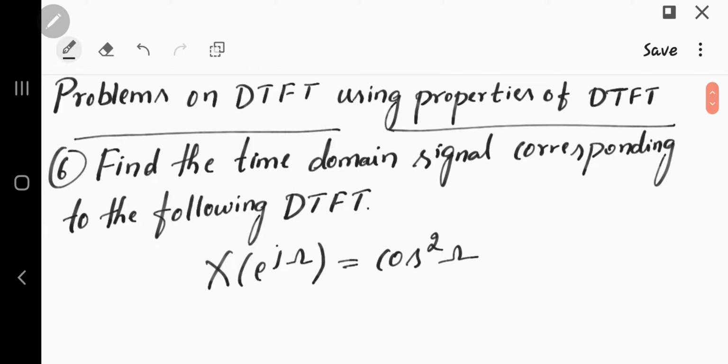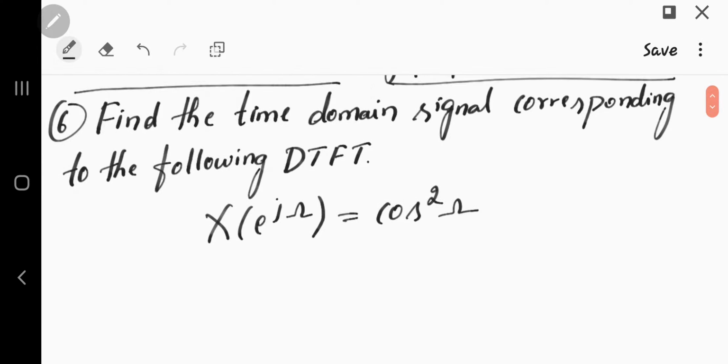Now how to apply the properties? So for that we need to make some small modifications in the given signal. Now what are the modifications, how to deal with this? So that is what we are going to discuss in this video. Okay, so in the first one I'm taking this problem.